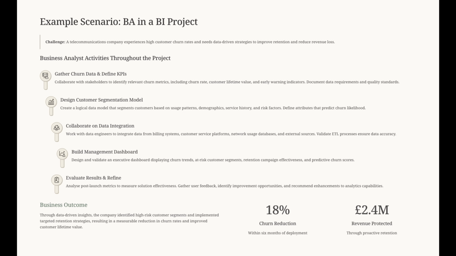Design a segmentation model. Group customers by usage patterns, risk levels, and demographics. Collaborate on data integration. Combine data from billing, support, and network systems into one unified dataset. Build dashboards. Create executive dashboards showing churn trends and campaign performance. Evaluate and refine. After launch, monitor KPIs, gather feedback, and improve the model. The outcome? An 18% reduction in churn and £2.40 million in revenue protected within 6 months. That's the impact of business intelligence done right.